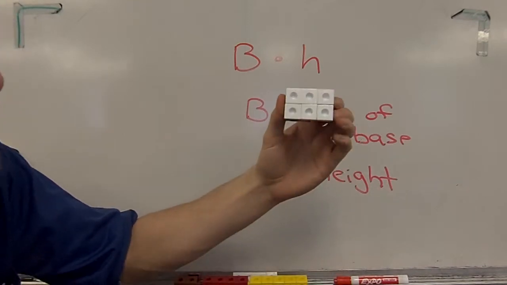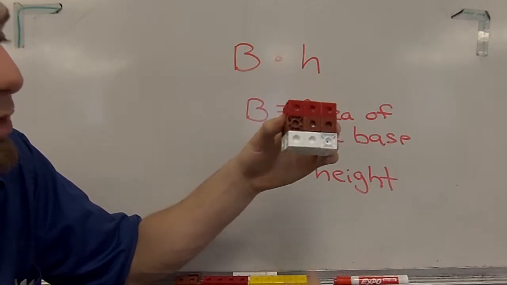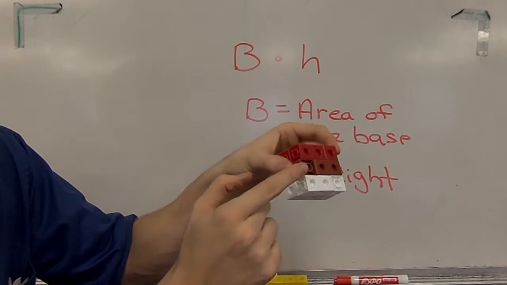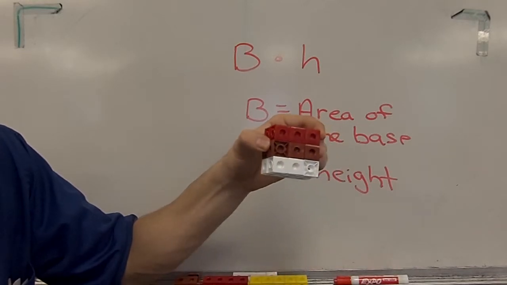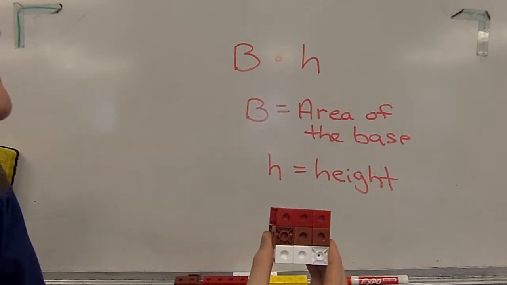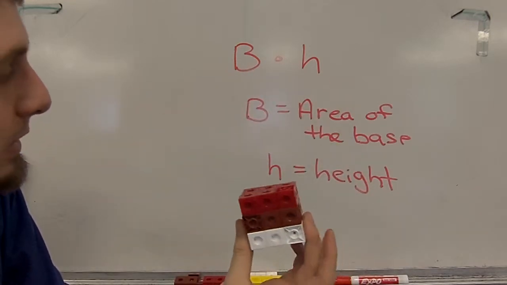So that tells me that there are 6 1x1 inch cubes in the base, and the height of 3 tells me there are 3 layers that each have 6 cubes in them, and so 6 times 3 tells me there are 18 total cubes in this figure.